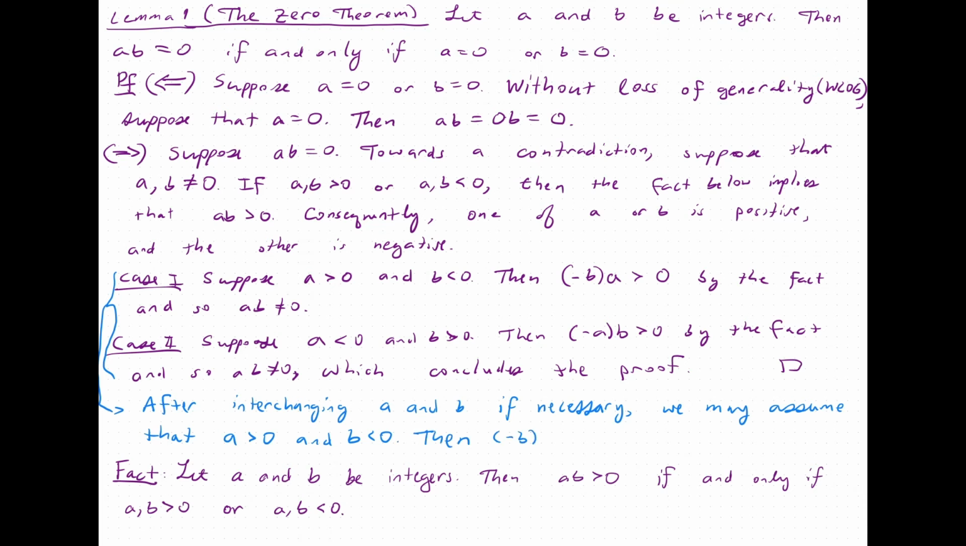So negative B times A is positive by the fact, and thus AB is not equal to 0. And that finishes off the proof. And so when we use this phrase, what we are saying is that if we were in case 2, we just interchange the A's and the B's. So that now, in this situation, B was positive, but we are interchanging it so that now A becomes positive. And similarly, A was negative, but now that becomes B, and so now B is negative. And so we are only considering case 1 by doing that interchange.